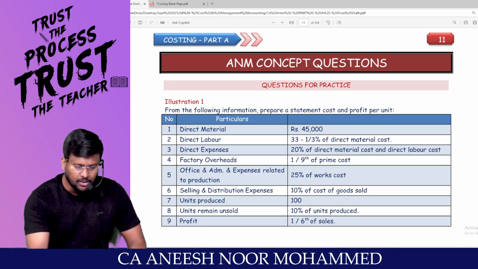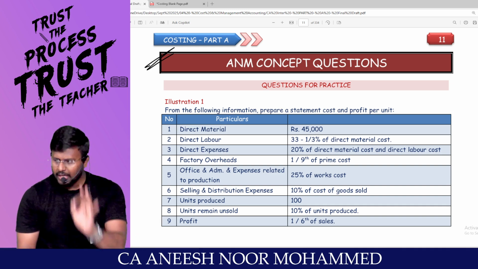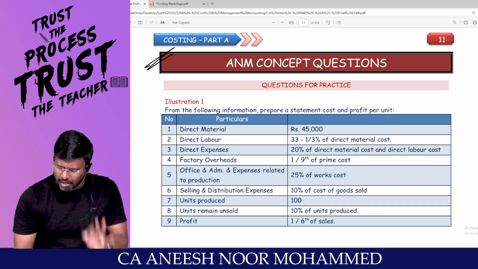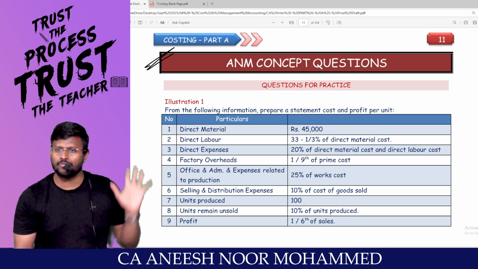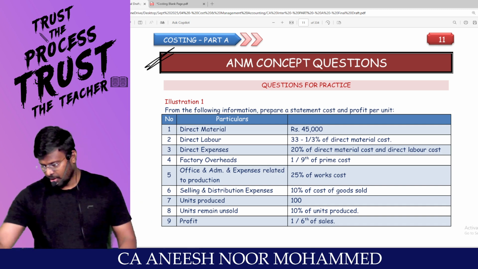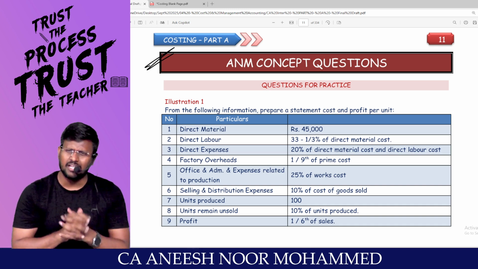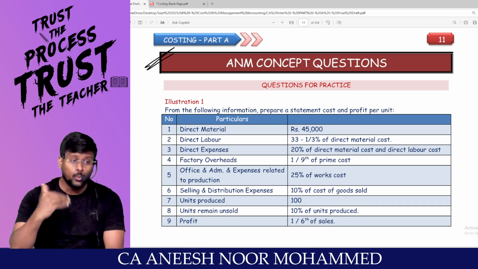And we will start doing the concept questions, my dear lovable students. We are having 5 concept questions. That concept question objective is to make you thorough with the format of the cost sheet, right? Sir, can we say once again for the last time the format of the cost sheet? Sir, you say without by heart.